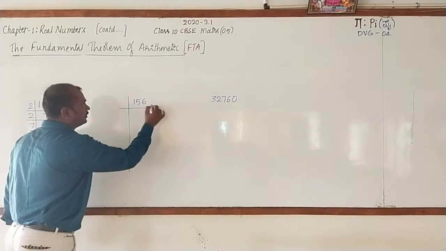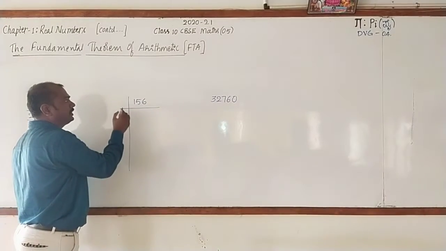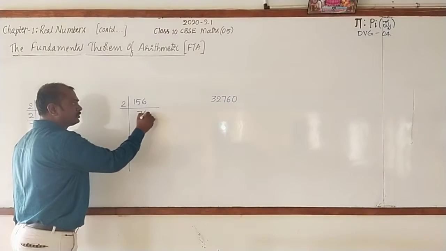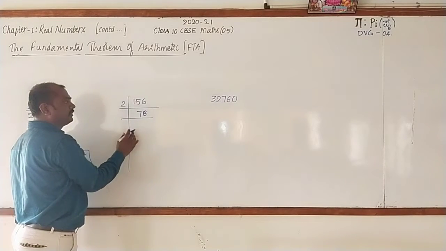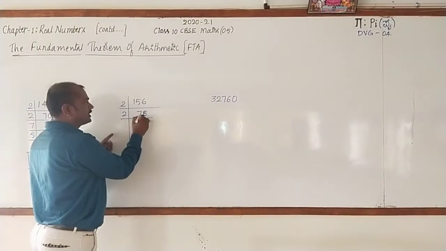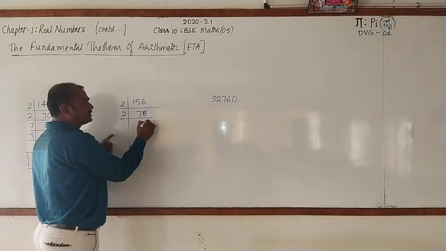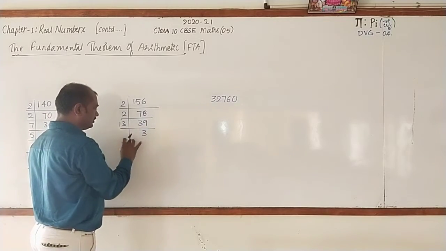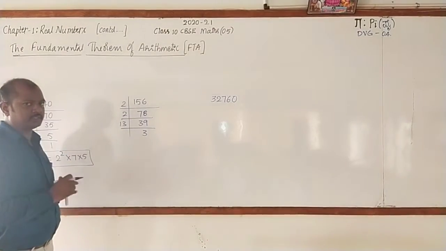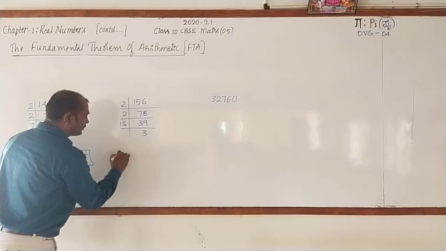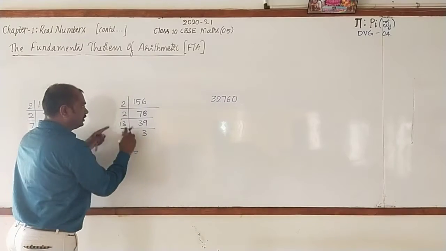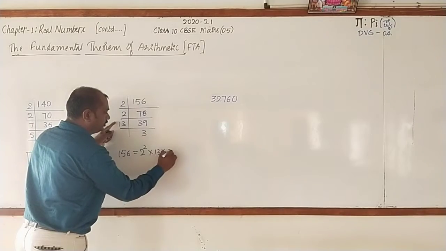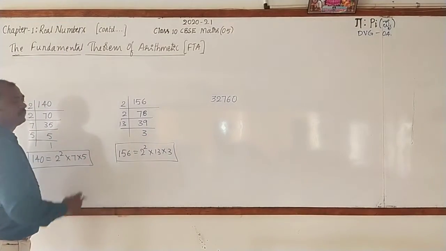Here, we have one more example. 156. Again, it is an even number. 2 sevens are 14, 1 will remain, 16. 2 eights are 16. Then, again, it is an even number. Start dividing it by 2. 2 threes are 6. How much will remain? 1, 18. 2 nines are 18. 39 is the multiple of 13 or 3. Alright, 3 13s are 39. Again, you may write either 3 ones or not as it is, because the last number is prime only. Now, the prime factorization of 156 can be written as 2 into 2 into 13 into 3. 2 is repeated 2 times, hence 2 square into 13 into 3. This is the prime factorization of 156.